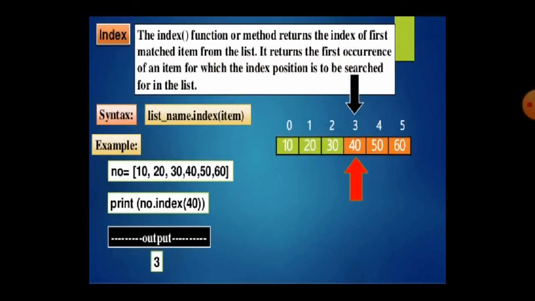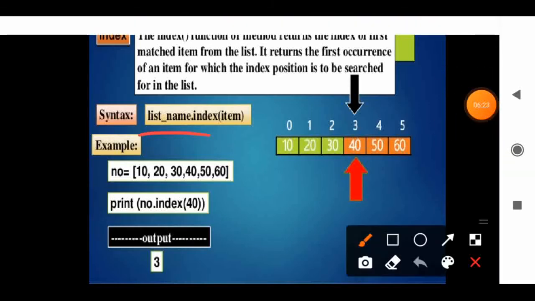Index function. The index function returns the index of the first matched item from the list. It returns the first occurrence of an item for which the index position is to be searched in the list. What is the syntax for writing this? List name dot index of, and the argument we are passing here is the item. It will find the first occurrence of the item and display the result.